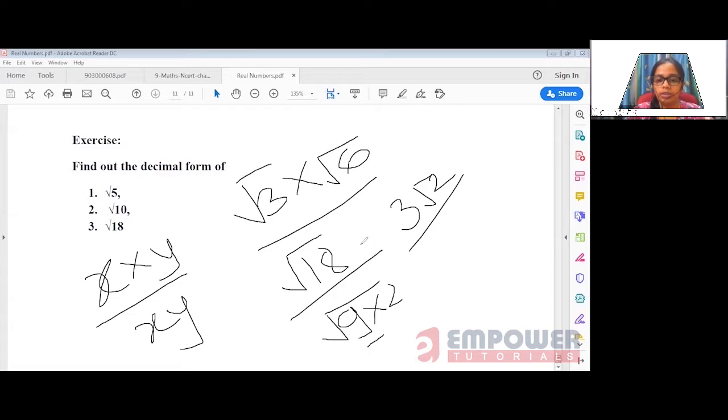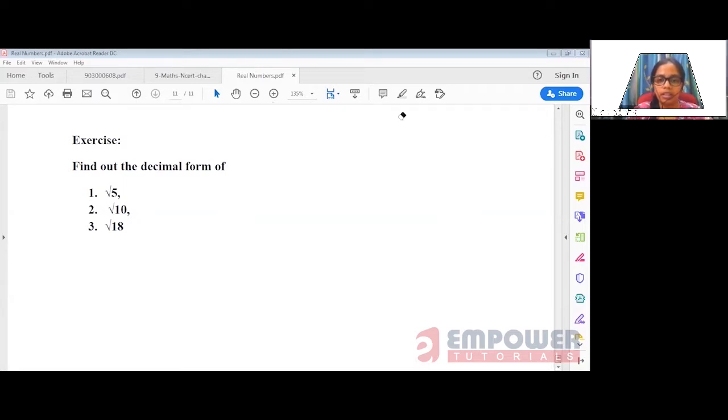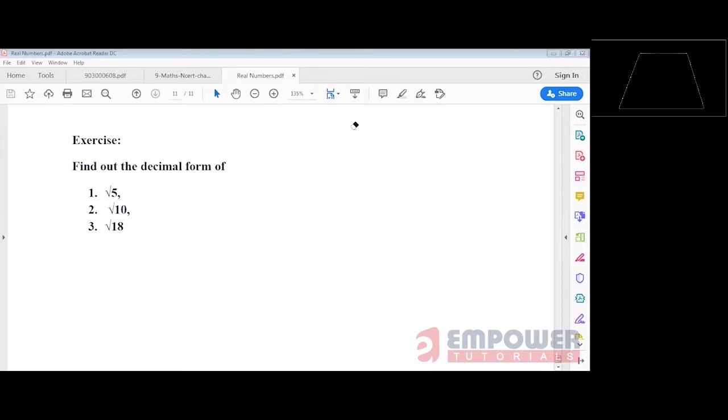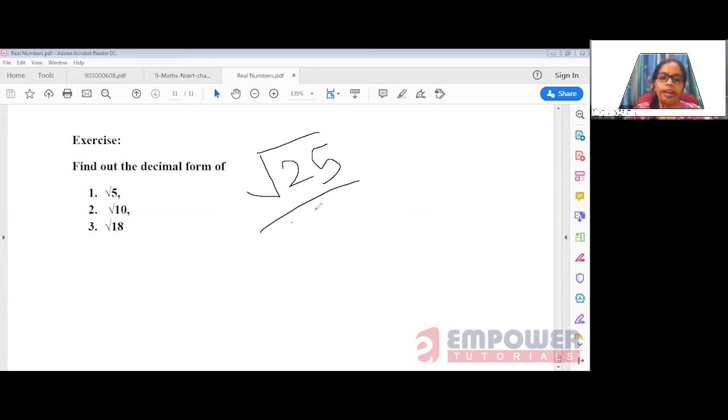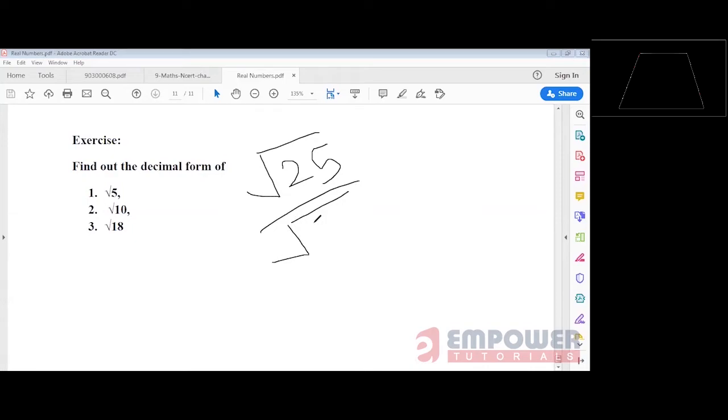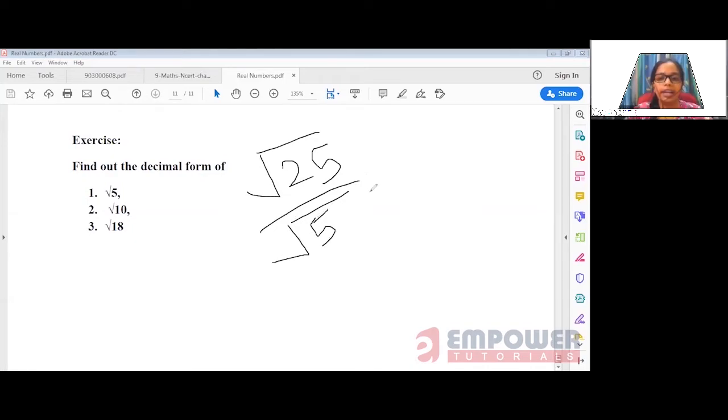Okay. So I can also write root 18 in this form. Got it, everyone? Okay. What about division? Can I do division of two irrational numbers? Yes, ma'am. So if I have 25 over here and I have root 5 over here, can I divide them? Yes, because we can divide two variables also, right?